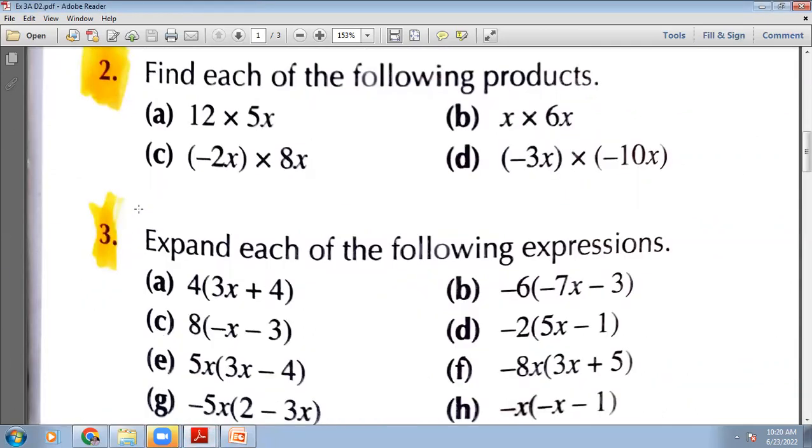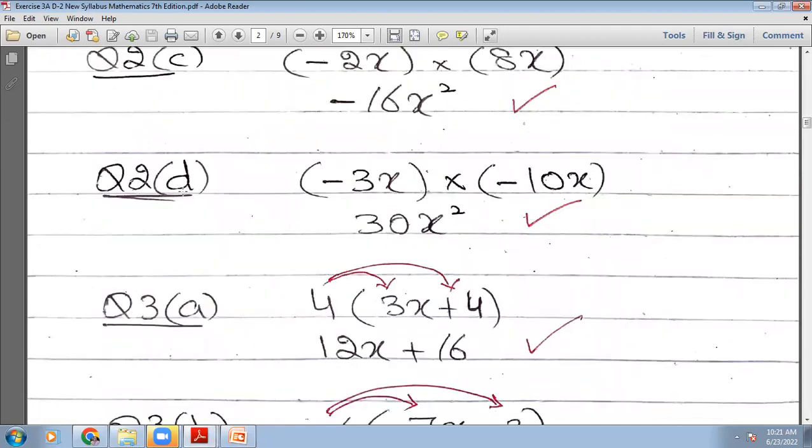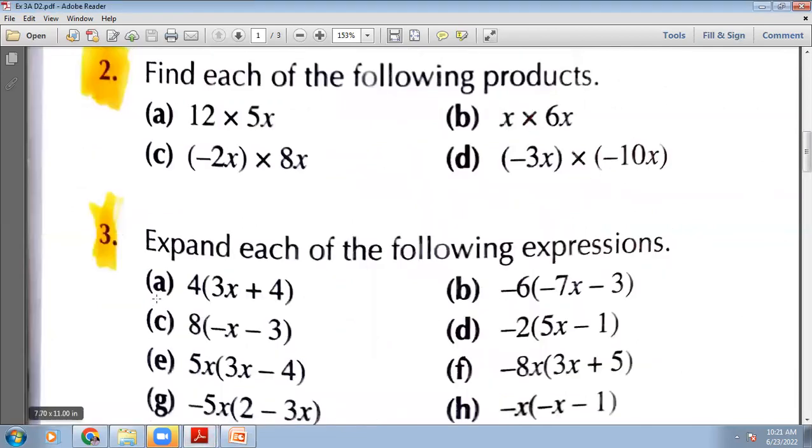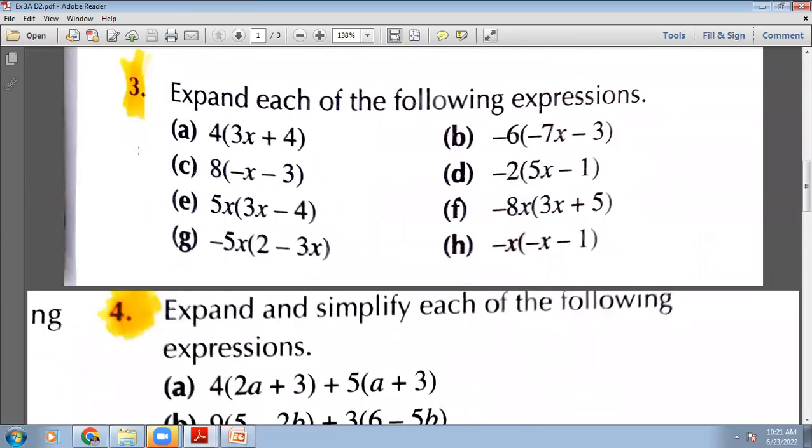So my dear students, next part, D, question number 2, part D, that's minus 3x multiplied with minus 10x. These coefficients will multiply with each other. Minus 3 multiplied with minus 10 will be plus 30. And when x raised to power 1 multiplies with x raised to power 1, the powers will be added, so x multiplied with x will be x squared. So that was question number 2. I have already checked the answers, so they are good. There's no problem. So next question.